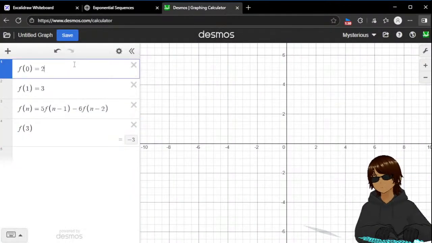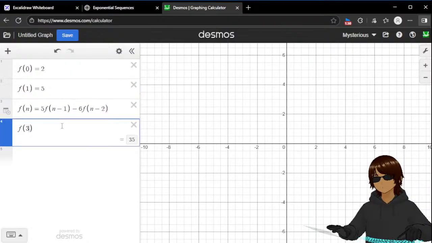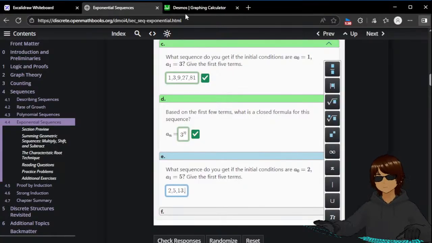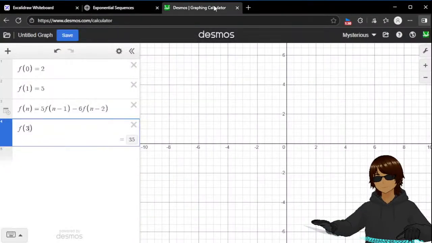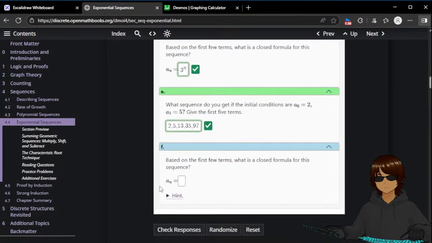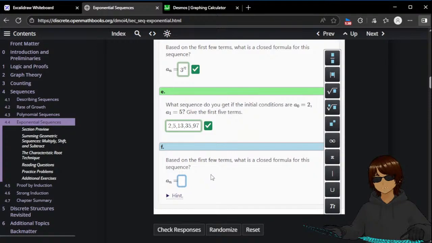2 and 5. 2, 5, 13. 2, 5, 13, 35, 97. So if I subtract 1, I get 1, 4, 12, 34. I don't think that's any use.